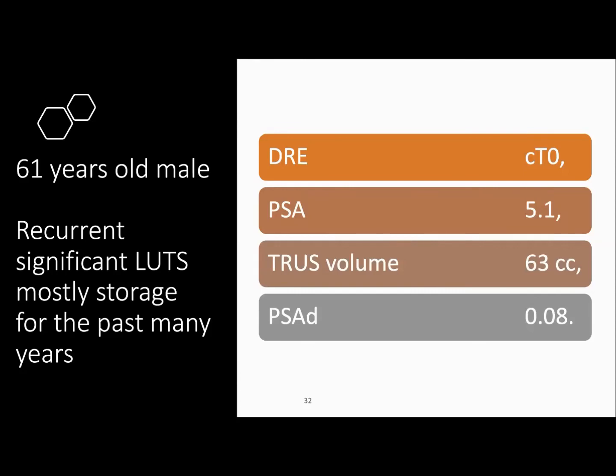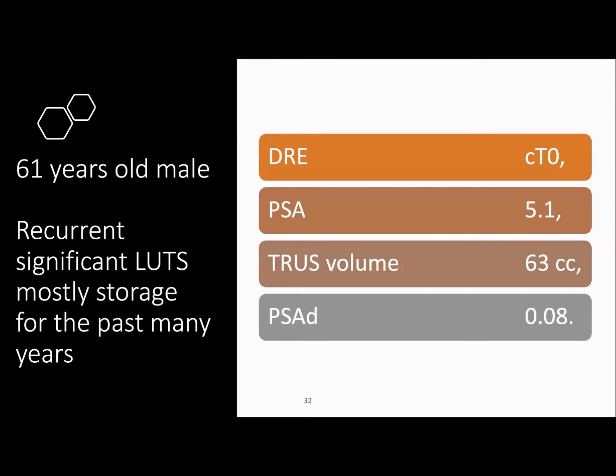So this is a 61-year-old male with recurrent significant urinary tract symptoms. They were mostly storage symptoms and they've been there for many years. In fact, he says that he had them during the earlier years of his life as an adult, and they were quiet for some time and now they have reappeared. His digital rectal examination was unremarkable, so there was no palpable lesion on DRE.